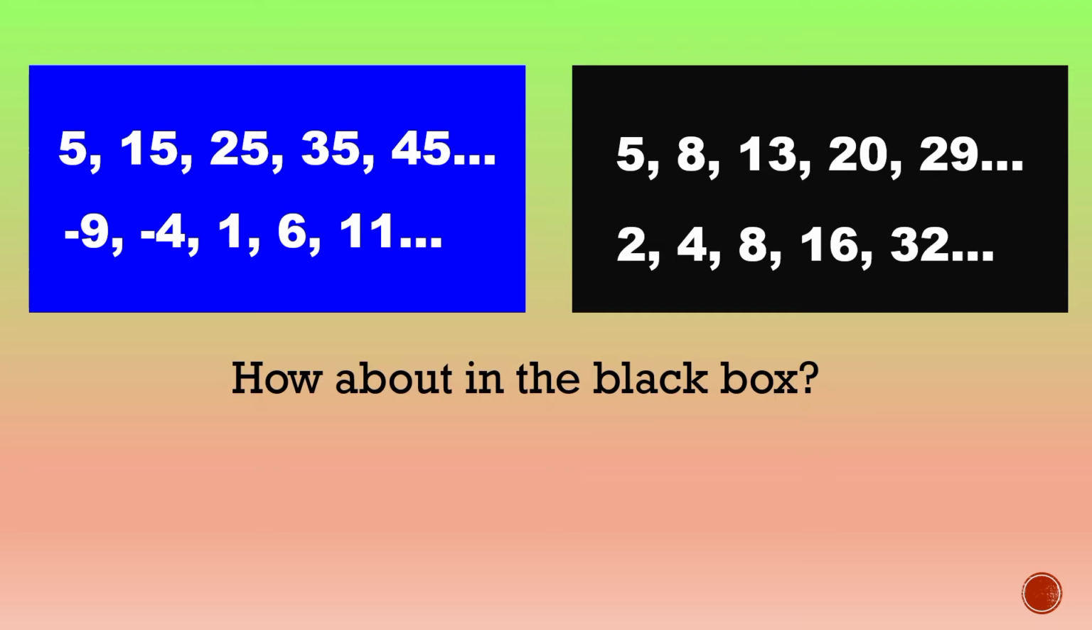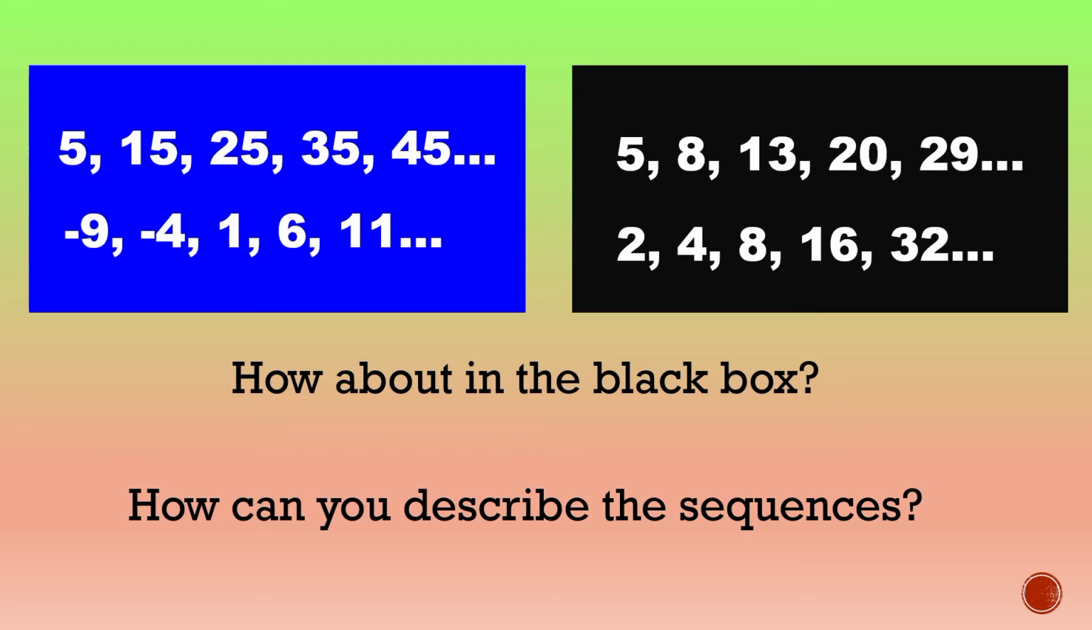How about in the black box? How can you describe the sequences in the black box? 5, 8, 13, 20, 29, 2, 4, 8, 16, 32. Others will say, Ma'am, hindi po pare-pareho yung nasa pagitan nila.